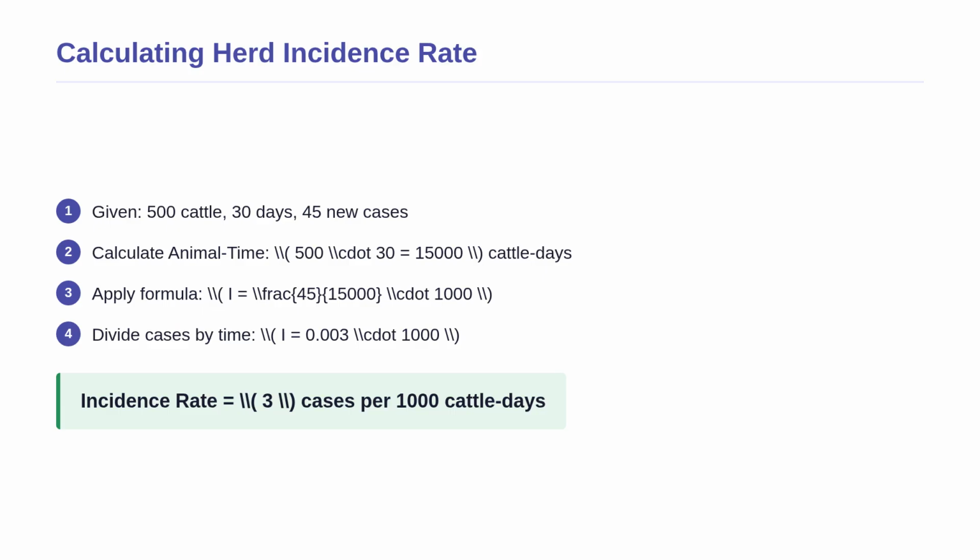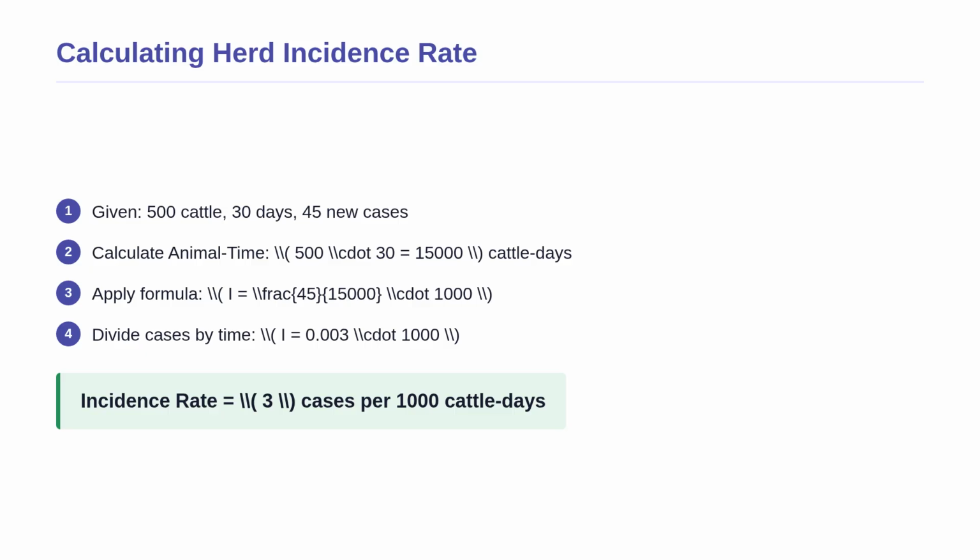Let us apply this incidence rate formula to a real-world scenario. A farmer has a herd of 500 cattle. During a 30-day peak summer period, 45 new cattle develop painful skin lesions caused by botfly larvae. First, we calculate the total animal time by multiplying the 500 cattle by the 30 days of exposure, which gives us 15,000 cattle days.